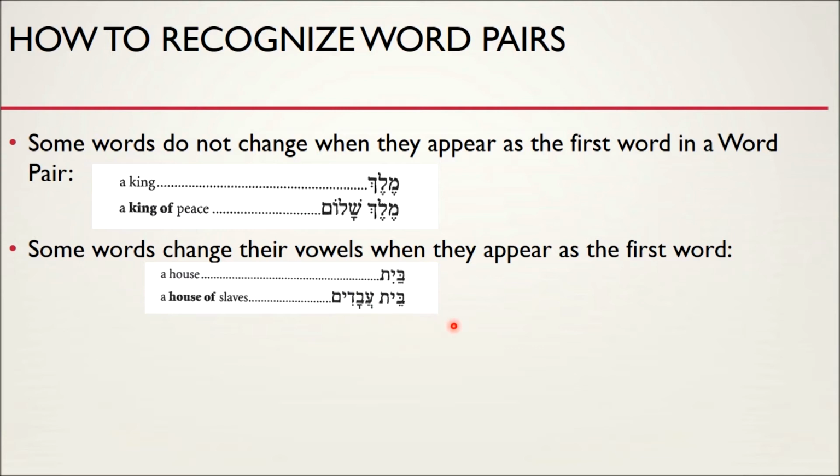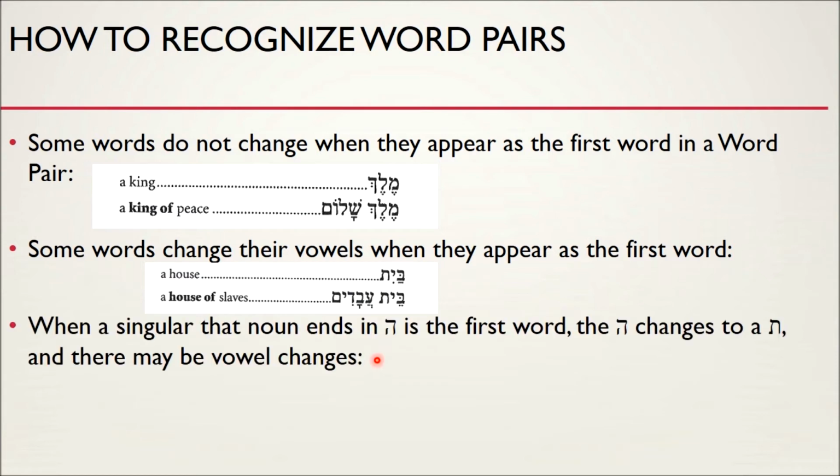So that's highlighting that sometimes when a word appears at the beginning of a word pair, it can change its vowels, which on one hand is a little confusing because it's not going to look the same, obviously. On the other hand, though, it's helpful because when you see a noun that has different vowels than what you're used to seeing, it kind of gives away the fact that it's part of a word pair. So it's a little bit of an indication.